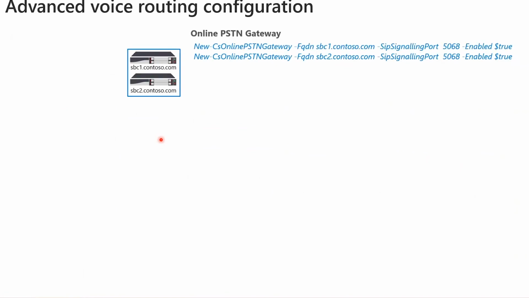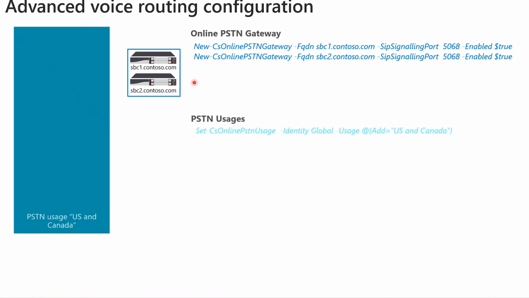Now let's look at a more advanced configuration where we have multiple gateways. So I set up a pair of gateways, SBC1 and 2, using the same online PSTN gateway command, safe signal link port, and I enable them. Let's say these two are in a regional data center. I create a PSTN usage for US and Canada. So the numbers handled by this are regional numbers in US and Canada.